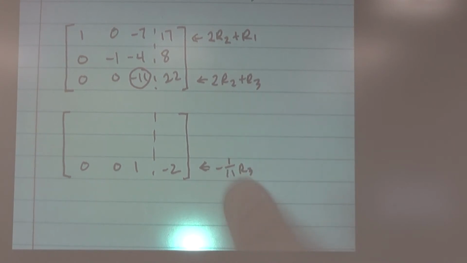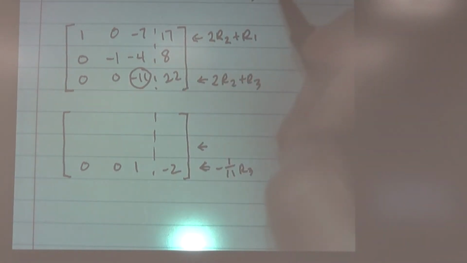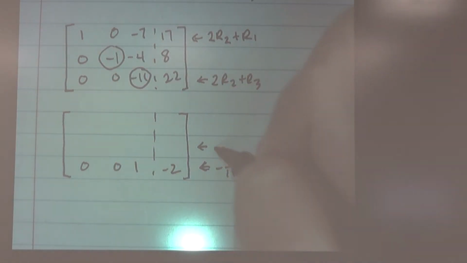Since we're doing that now, let's do it also and fix this one. Let's multiply our -1 by -1. So negative row 2: 0, 1, 4, -8. And we'll just keep the top one the same.